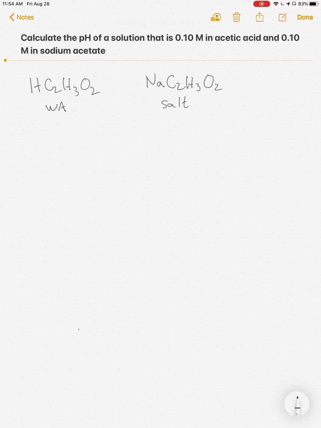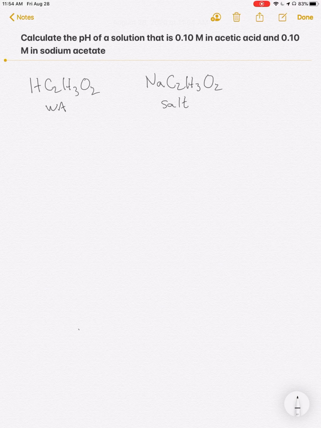Calculate the pH of a solution that is 0.1 molar in acetic acid, which is HC2H3O2, and 0.1 molar in sodium acetate, which is NaC2H3O2. Acetic acid is a weak acid, and sodium acetate is a salt.